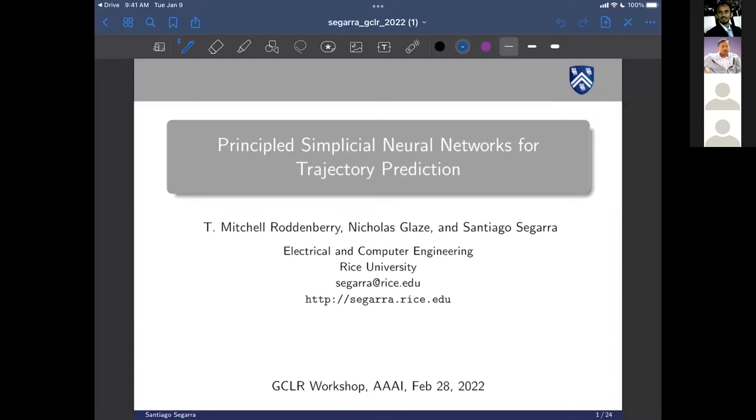Today, indeed, I'll be talking about principal simplicial neural networks for trajectory prediction. And even though I am the one here giving the talk today, lots of the work and the credit goes to Mitch Roddenberry, one of my PhD students, and Nick Glaze, who is an undergraduate that helped us with this project.